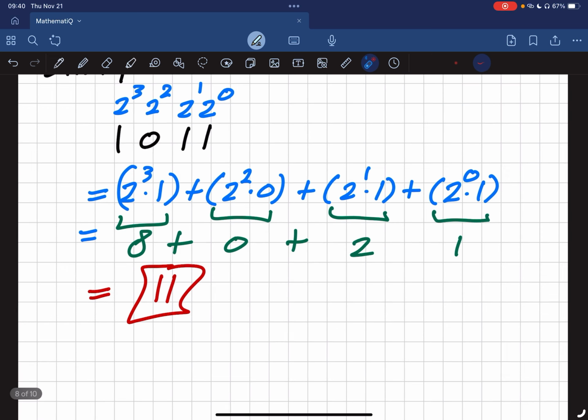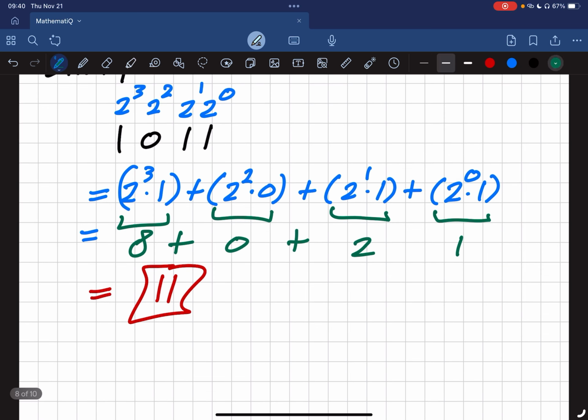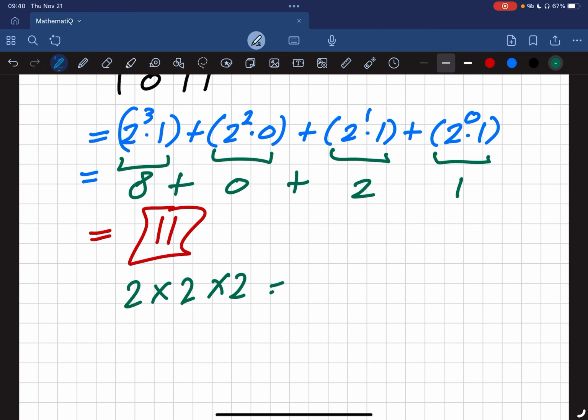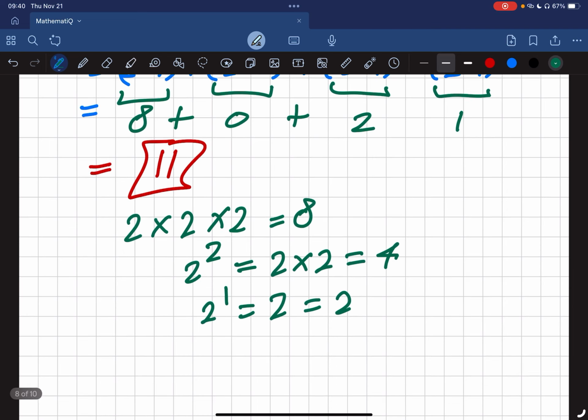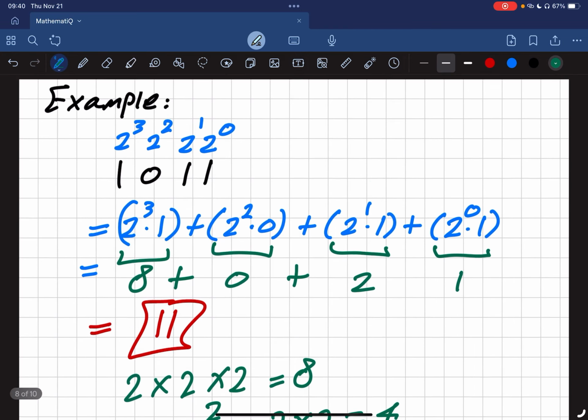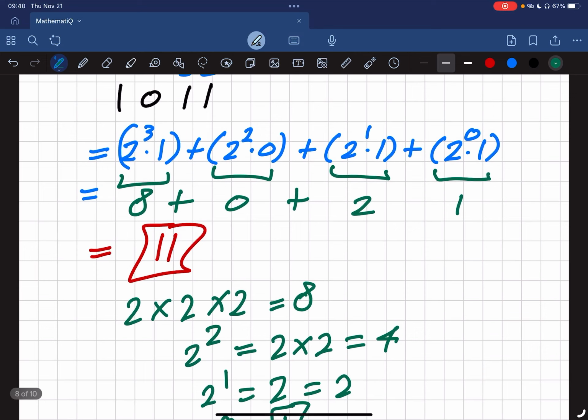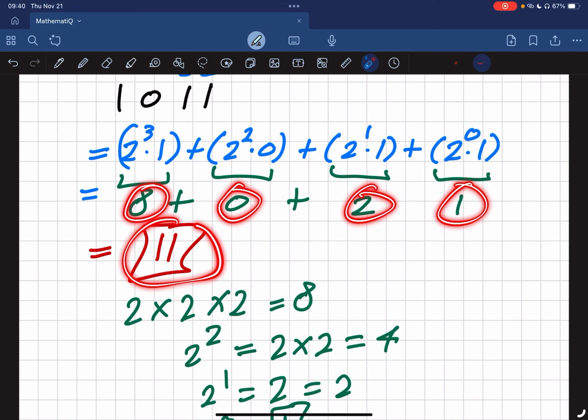You add these together. So 2 to the power of 3 is just going to be 2 times 2 times 2, which is 8, and 2 to the 2 is just 2 times 2, which is equal to 4. 2 to the 1 is just 2. And 2 to the 0, like anything to the power of 0, is going to be 1. Okay? So that's where I get the following digits. I get 8, 0, 2, and 1, and you get an 11.